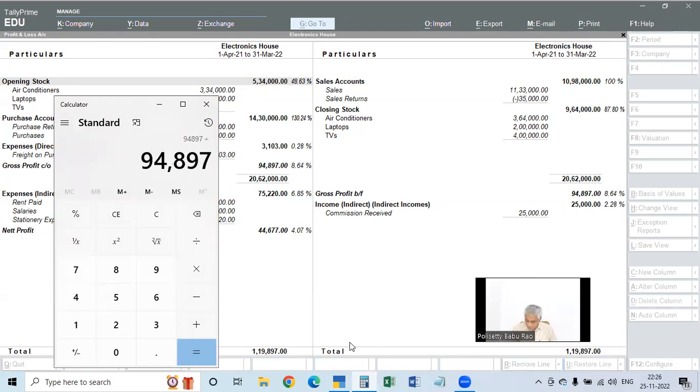94,897 divided by 10,98,000 into 100. What is the percentage? It is 8.64. So 8.64 is the gross profit ratio. Similarly, we will check the net profit.